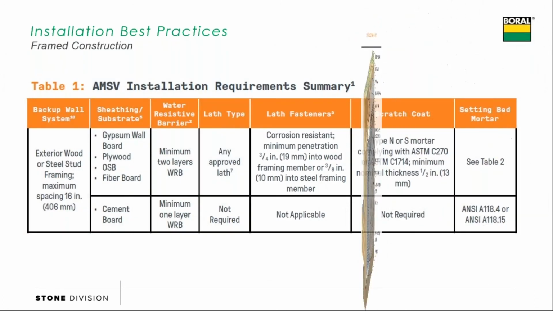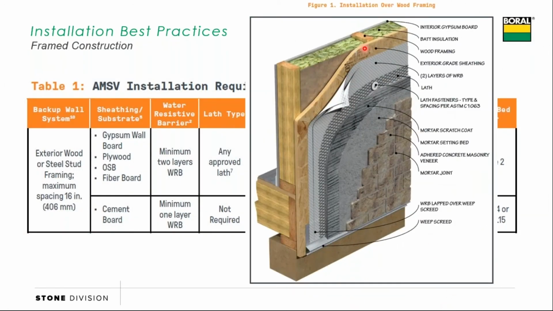Let's take a look at wood and steel framing now. Typical application is going to be wood or steel studs, some type of sheathing, followed by 2 layers of water-resistant barrier, or WRB, followed by metal lath, scratch coat, setting mortar, and then the stone.